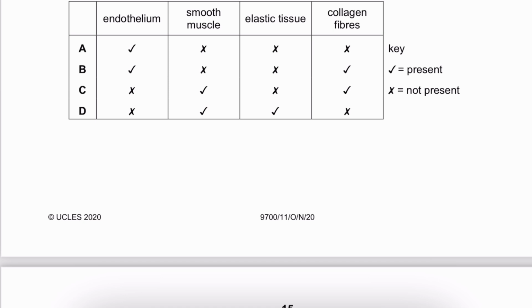Which are present in the walls of capillaries? Endothelium, smooth muscle, elastic tissue, or collagen fibers. Actually, the only thing available is endothelium cells. Okay, they don't have smooth muscle or elastic tissue or collagen. They're just a layer of single cells.